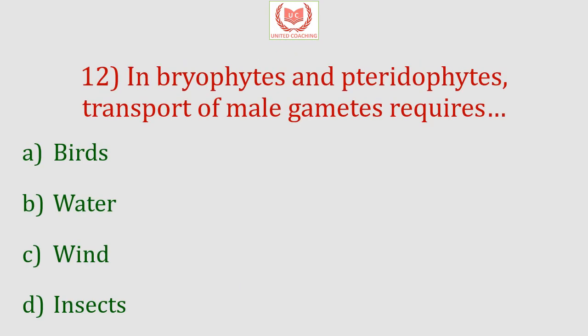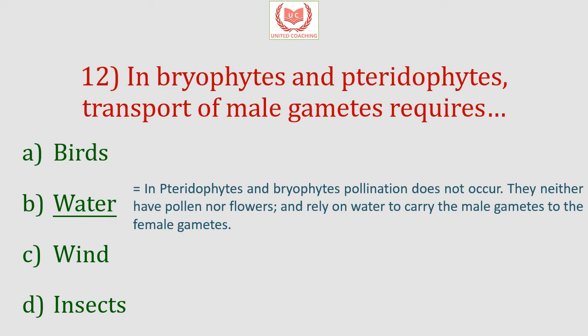Our next question is, in bryophytes and pteridophytes, transport of male gametes require, is it birds, water, wind, or insects? So answer is water. In pteridophytes and bryophytes, pollination does not occur. They neither have pollen nor flowers and rely on water to carry the male gametes to the female gamete. The other options like birds, wind, and insects are needed to transfer the pollens in angiosperms, that is flowering plants.